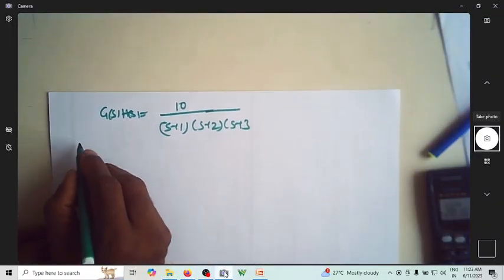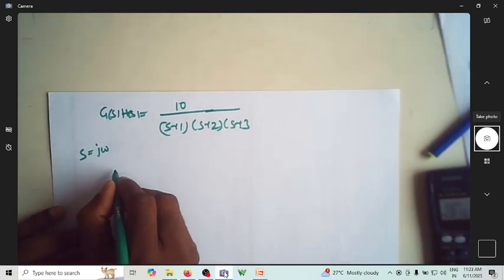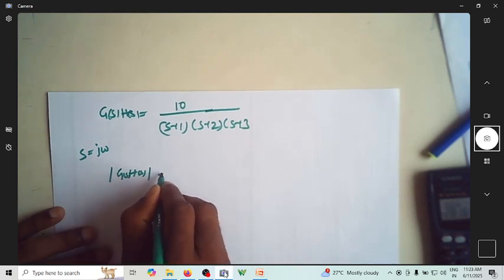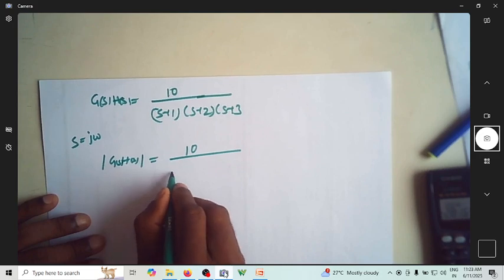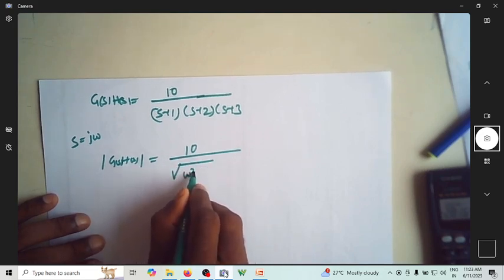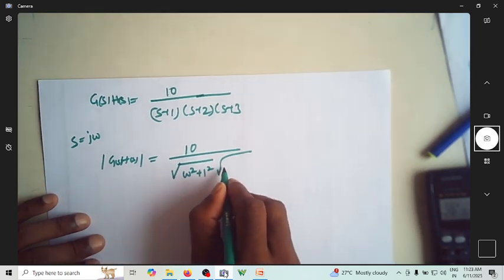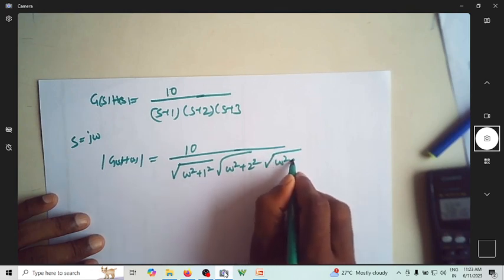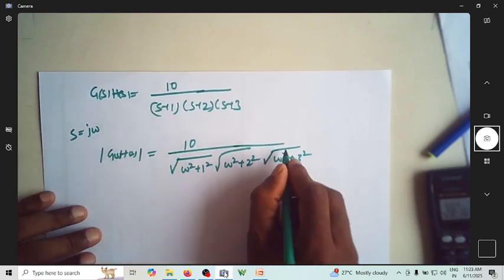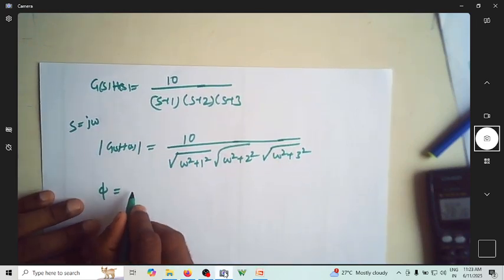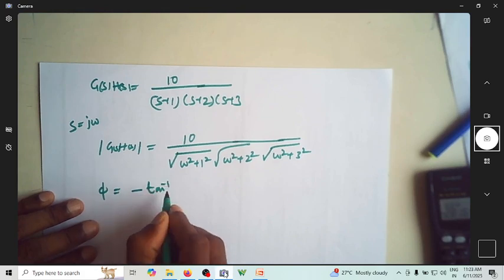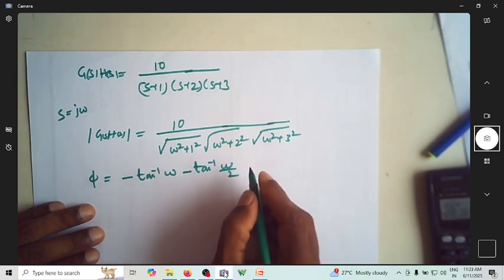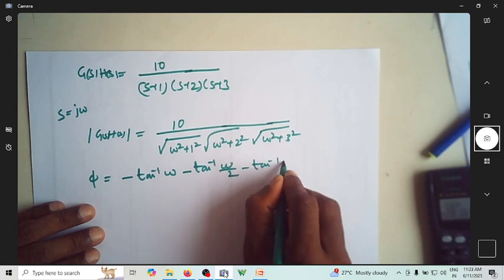For the polar plot, we know that we need to replace s by j omega. This will end up with a magnitude of G(s)H(s), which is given by 10 divided by under root of omega square plus 1 square, under root of omega square plus 2 square, under root of omega square plus 3 square. This is the magnitude. The phase is given by minus tan inverse of omega, minus tan inverse of omega by 2, minus tan inverse of omega by 3.